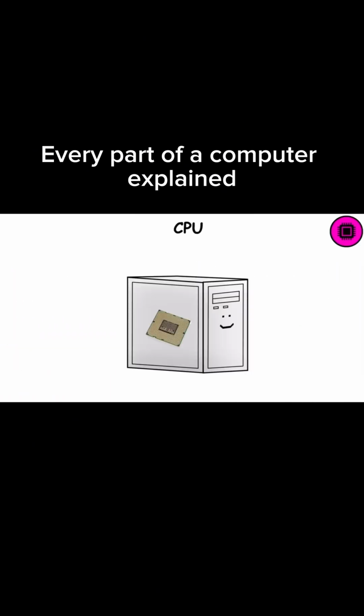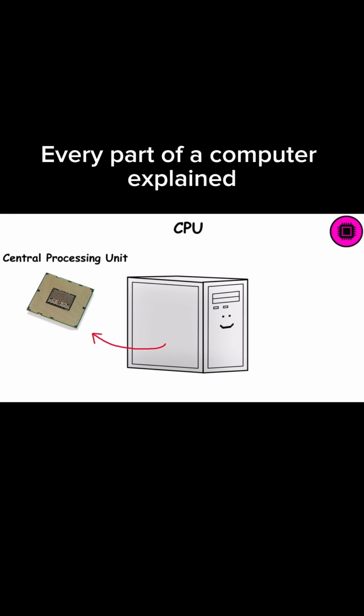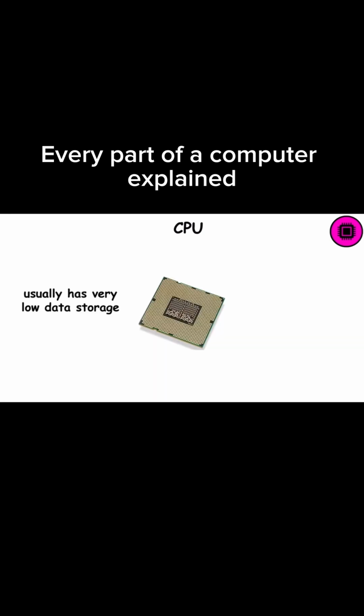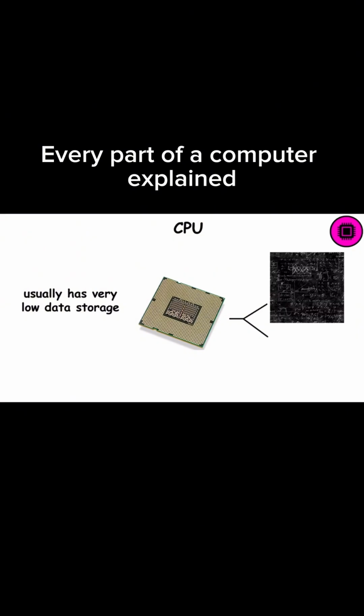CPU. The CPU, also known as the Central Processing Unit or processor, is the brain of the computer, and although it usually has very low data storage, it's really good at using it for things like complex mathematical operations, reading through massive lists, etc. It's where most of the programs are run from, and basically everything that happens in a computer goes through the CPU at some point.